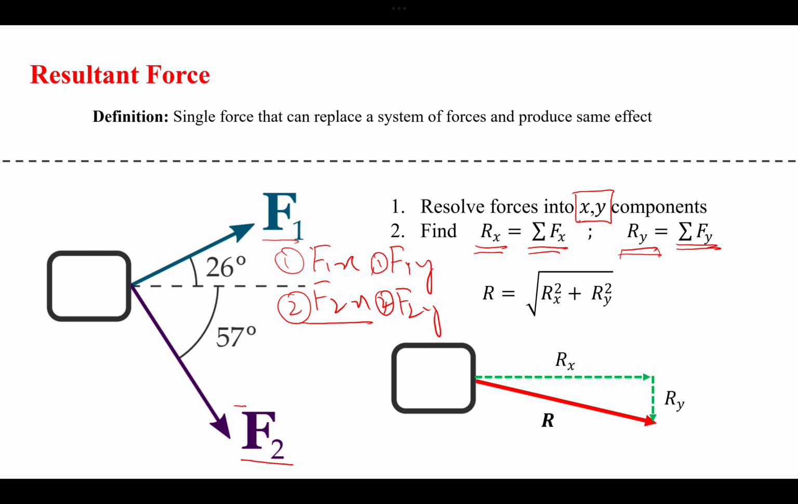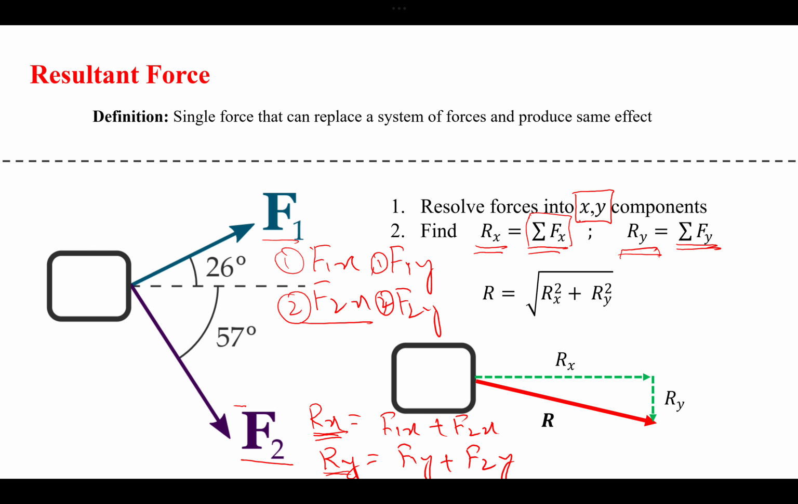Okay, so your Rx will become equal to the summation of x forces. Okay, so we have F1x plus F2x. Similarly, your Ry will become equal to F1y plus F2y. Alright, so we got the Rx and Ry. Now this is what we got. We got the resultant force x component and resultant force y component using these calculations.